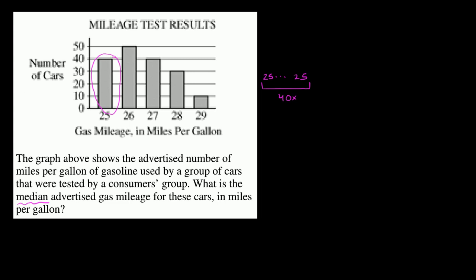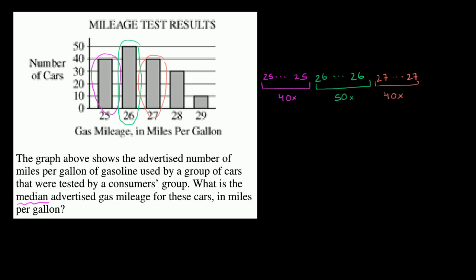And then, let me use a different color. We have 50 cars that have 26 miles per gallon. So if I were to list all of their mileage, I'd be writing 26, and I would be doing it 50 times. And I think you see where this is going. There's 40 again that have 27 miles per gallon. So I'd write 27 40 times if I were to list them all out.